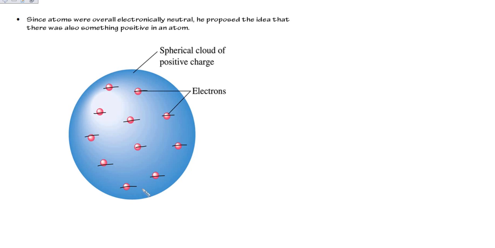I don't know. Now, since an atom needs to be overall neutral, there must be some positive component to an atom as well, but he didn't really have any data to support the exact structure of this positive material. So he said, I don't know, maybe these electrons just kind of swim around in some kind of a positive background material. I don't know. This was called the plum pudding model of the atom, where the electrons are like little chunks of plum, and the pudding is like the positive material.